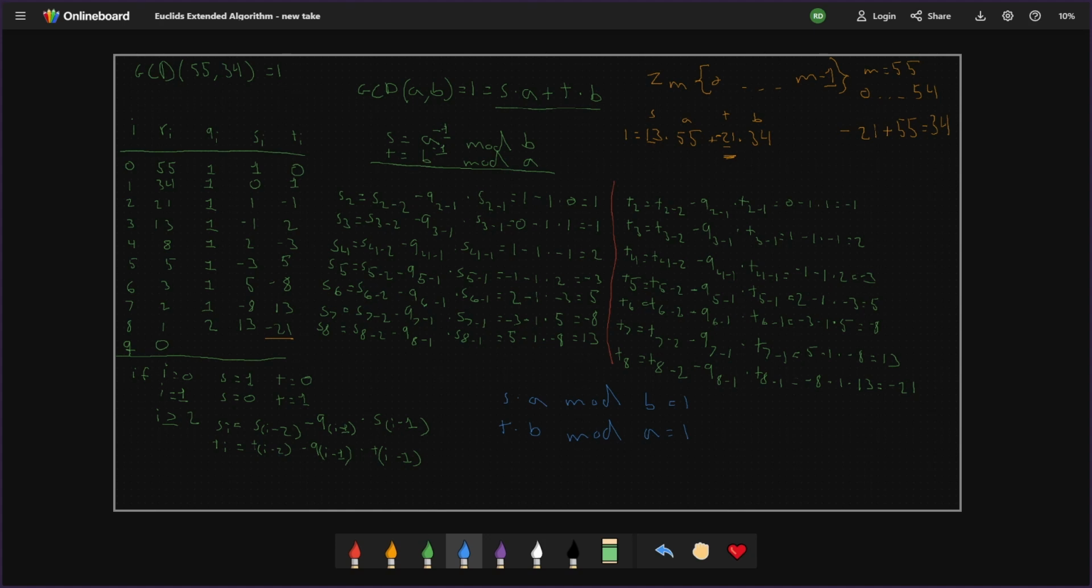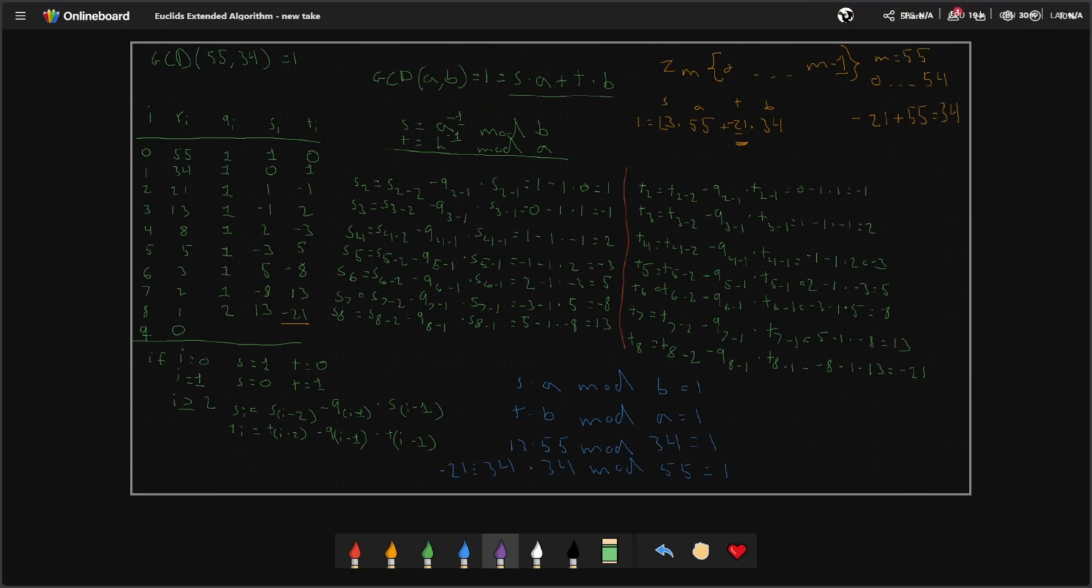And in our example, the values that we found here, if we put them into our equation, is 13 multiplied by 55 modulo 34 and -21, which is congruent to 34, multiplied by 34 modulo 55 is equal to 1.